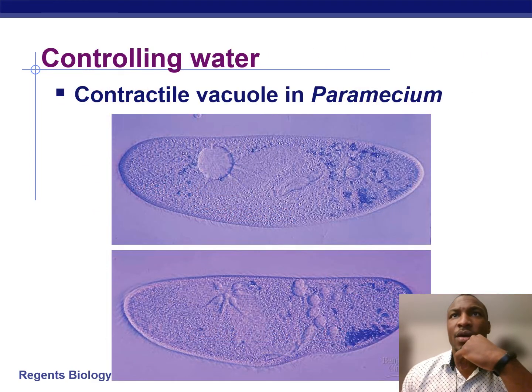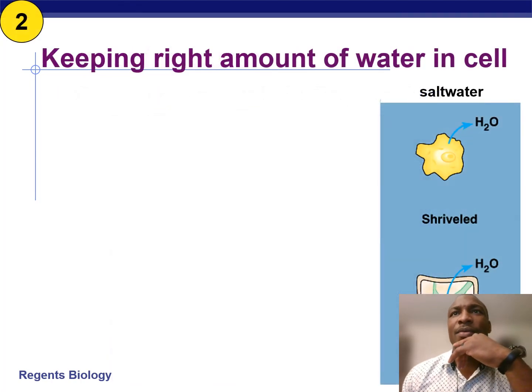All right, so controlling water. These vacuoles, as you can see, you have this one here at the top, and then down here you have the other vacuoles that have been squished to push the water out. It's kind of hard to see, but at the top you see a big giant vacuole in the middle, and at the bottom it gets squished to push the water out. Keeping the right amount.